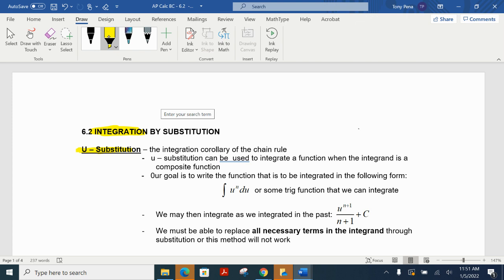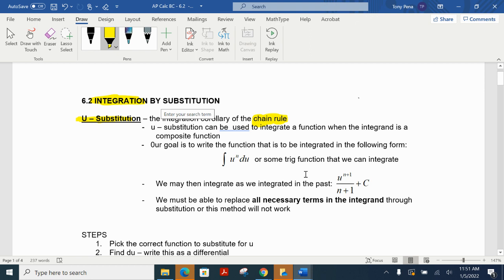In general, it's considered the chain rule for integration, although it's not necessarily always for composite functions, but it is sort of the corollary to the chain rule back when we were doing derivatives. U-substitution can be used to integrate a function when the integrand is a composite function. It can also be a product, it can also be a quotient, just basically more complicated functions. Our ultimate goal is to take a complicated function and create something that we know the antiderivative of.